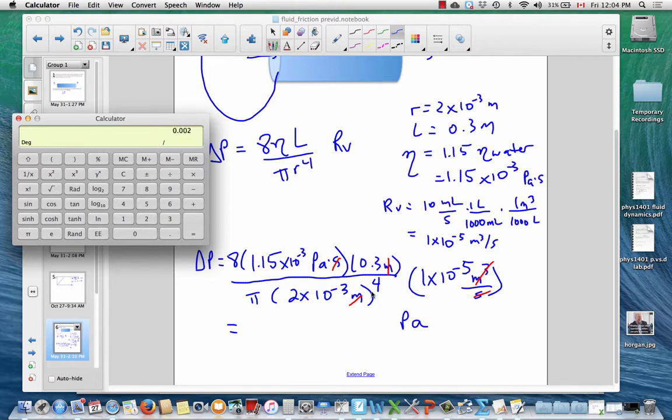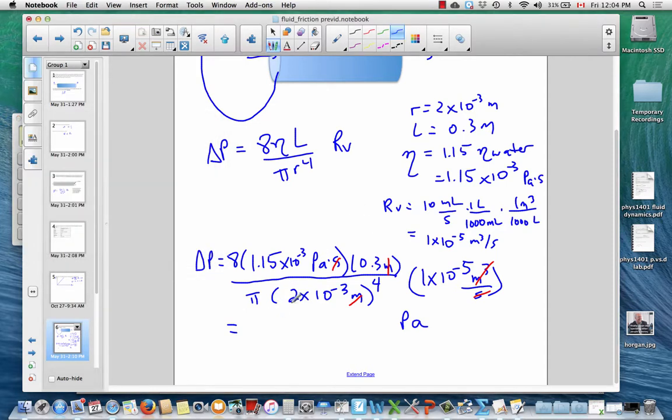Now fourth power, I could do y to the x to the power of 4, or I could just square it, and that's kind of cute. Squaring it twice is fourth power. And so we get the answer of 549 Pascal pressure drop.